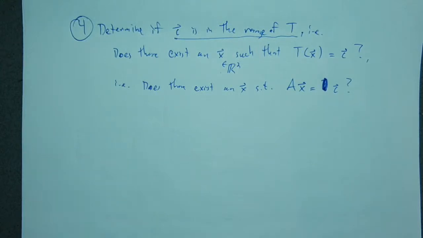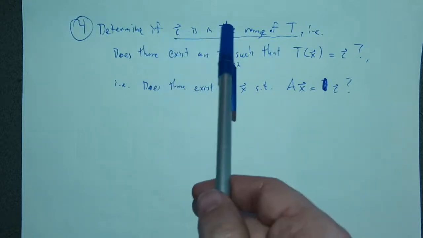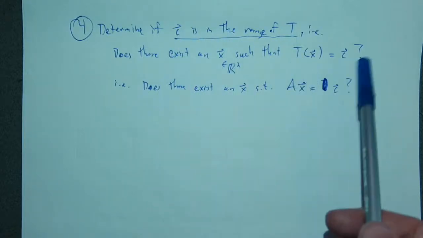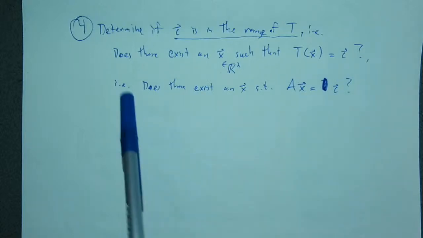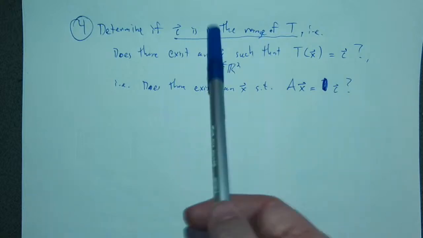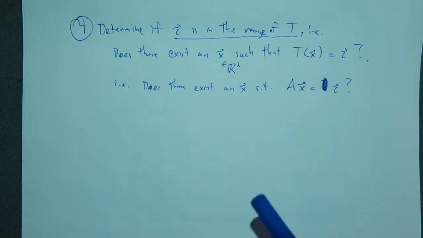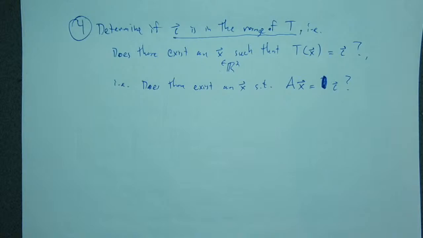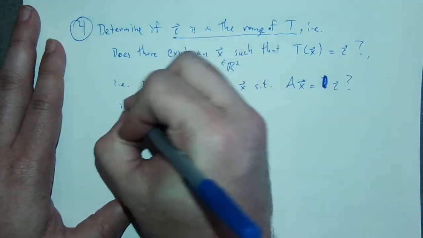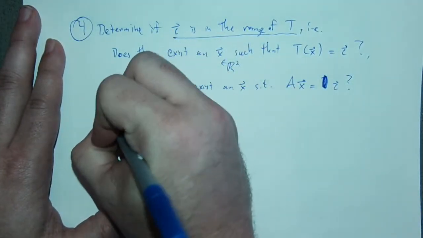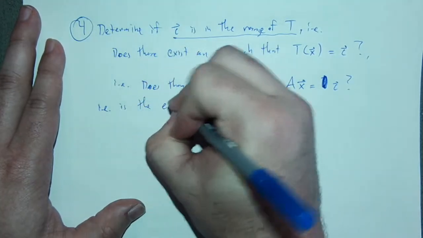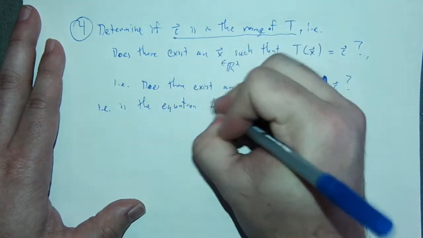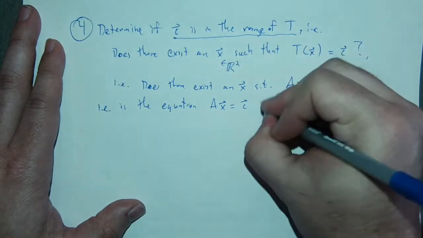But if all I care about is whether or not this is in the range, that is, that there exists an x such that T of x is equal to c, i.e. that there exists an x such that A times x is equal to c, I'm viewing this as a binary thing, right? I'm actually just interested in yes or no here. So I don't actually care what this x is, I just care that it exists. So really another way of saying this is, i.e., is the equation Ax equals c consistent?